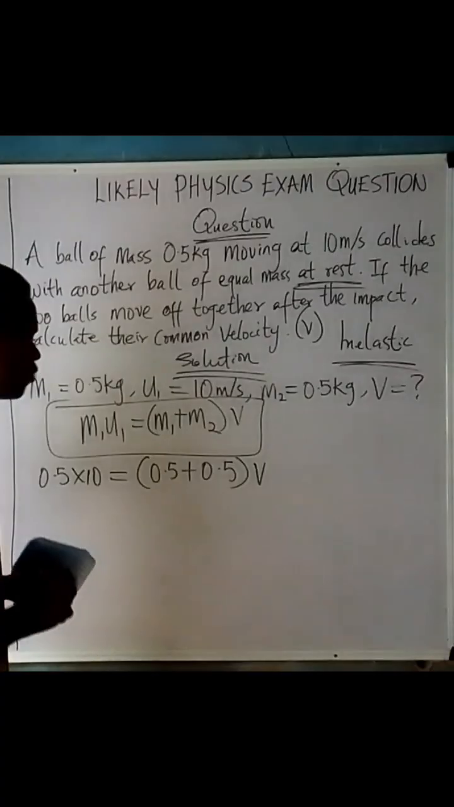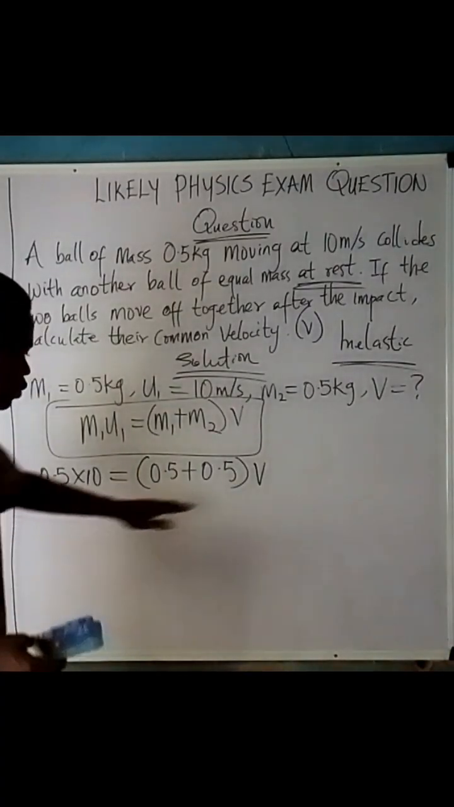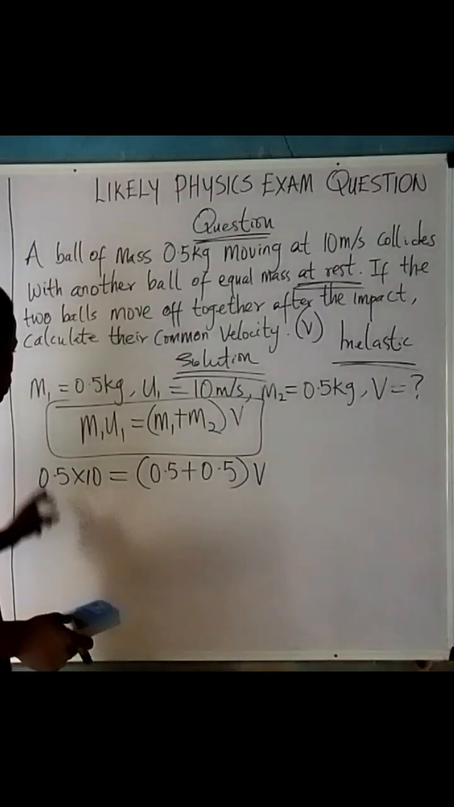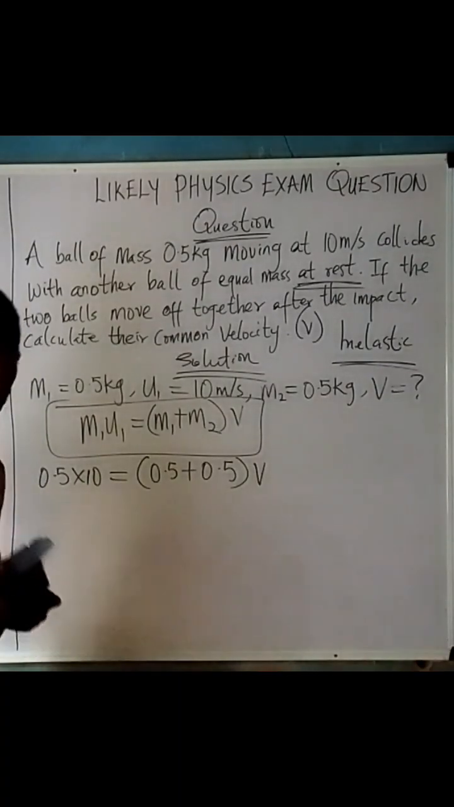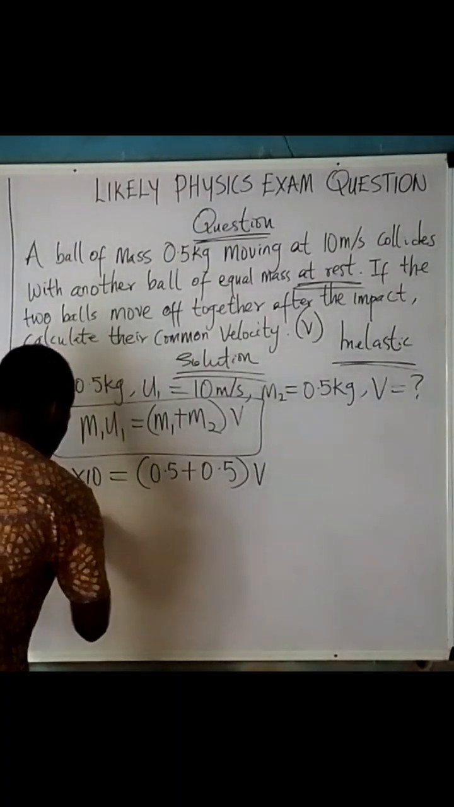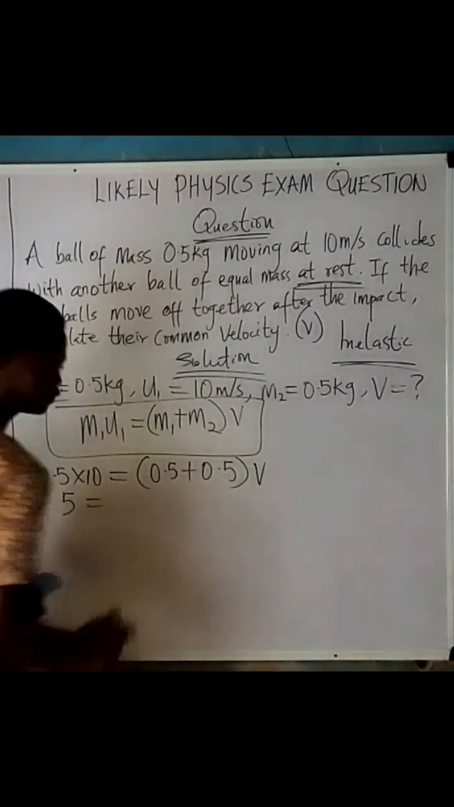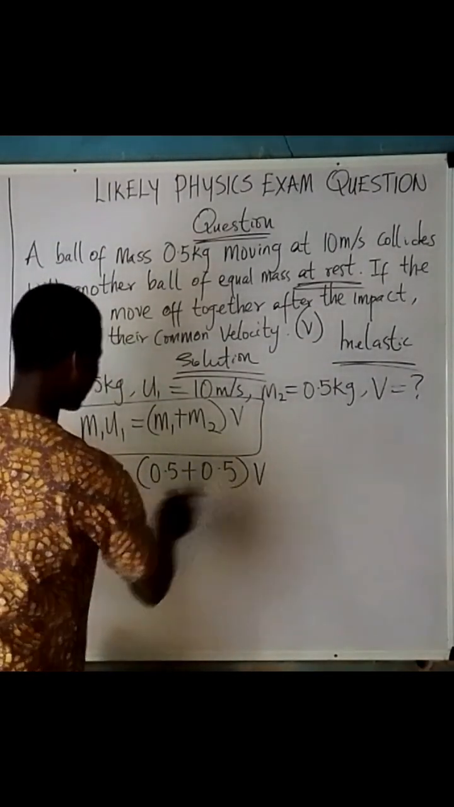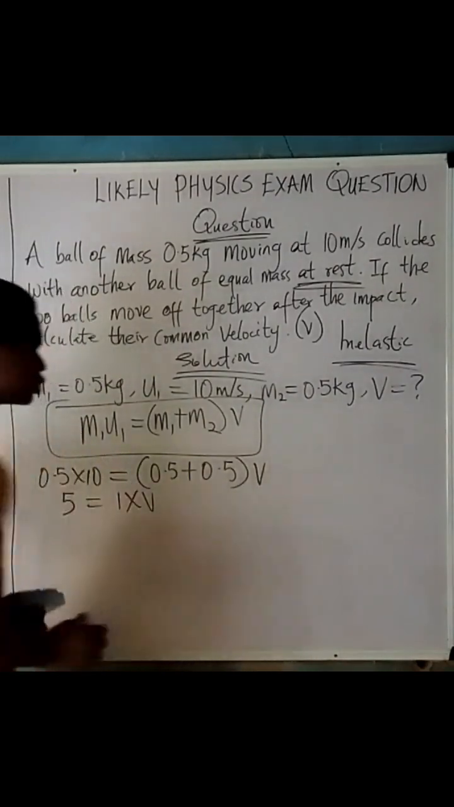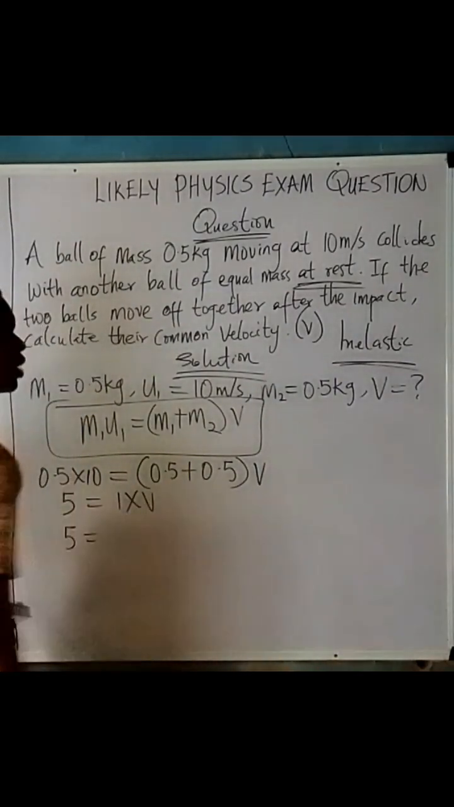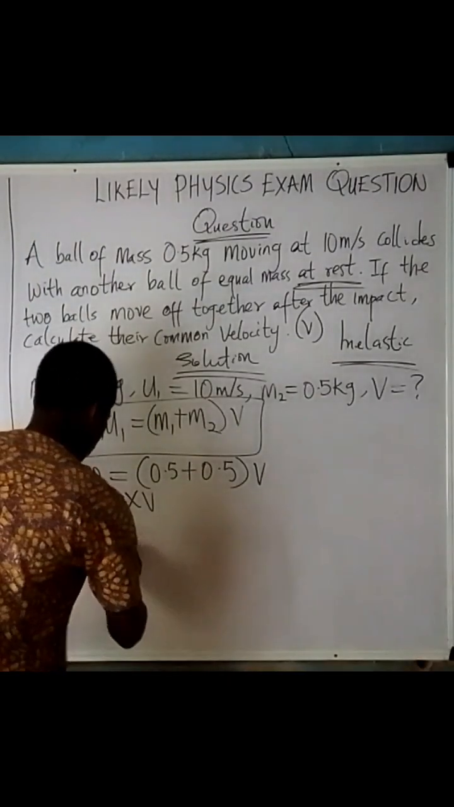So guys, we have moved a little bit further. We have gotten to this stage. What else do we do? Let's simplify further. 0.5 times 10 gives us exactly 5. Now, 0.5 added to 0.5 gives us 1, so we times it with V outside. So what do we now have from here? 5 is equal to, since any number times 1 is that same number, V.